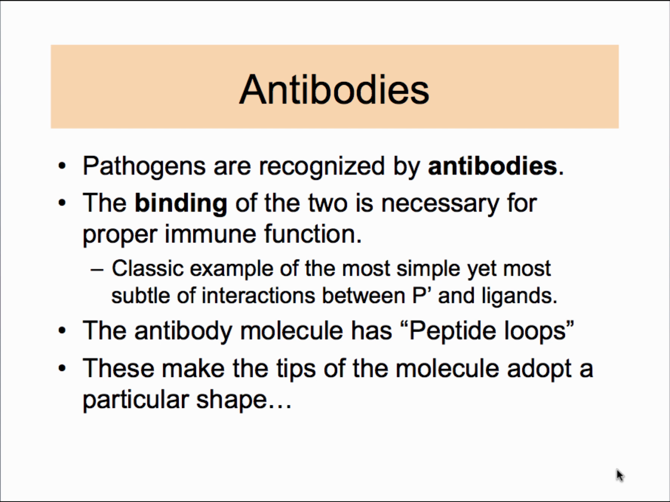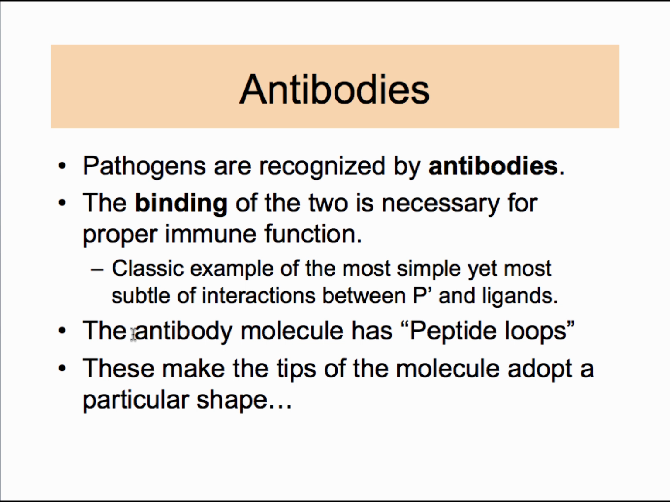Antibodies, which are proteins, illustrate very nicely the properties that we just discussed. Our immune system is alerted to the presence of pathogens by detecting their proteins, which they release from their surfaces. The binding of the two types of protein is necessary for proper function of the immune system. The affinity by which the antibody molecule binds to the ligand, i.e. the protein of the pathogen, is a very important component in determining if and when the immune system is activated.